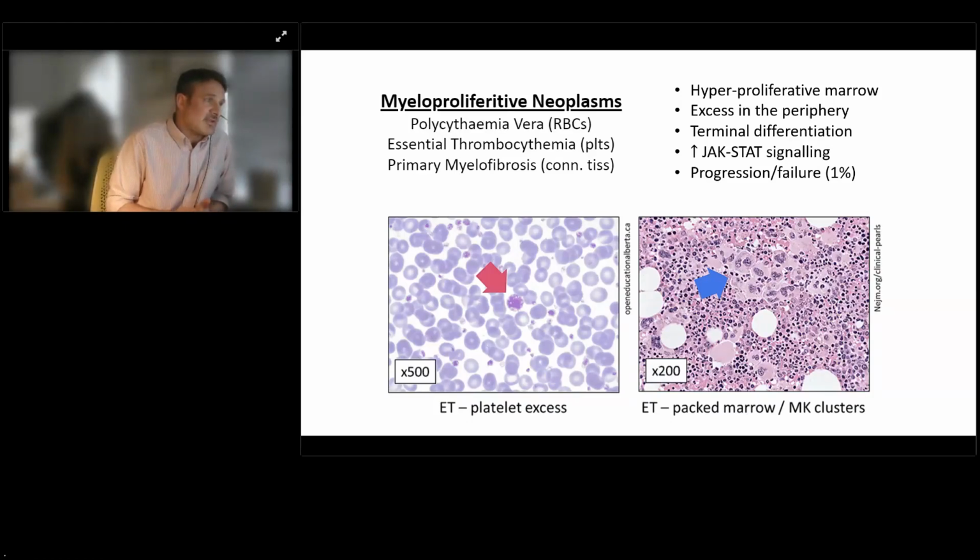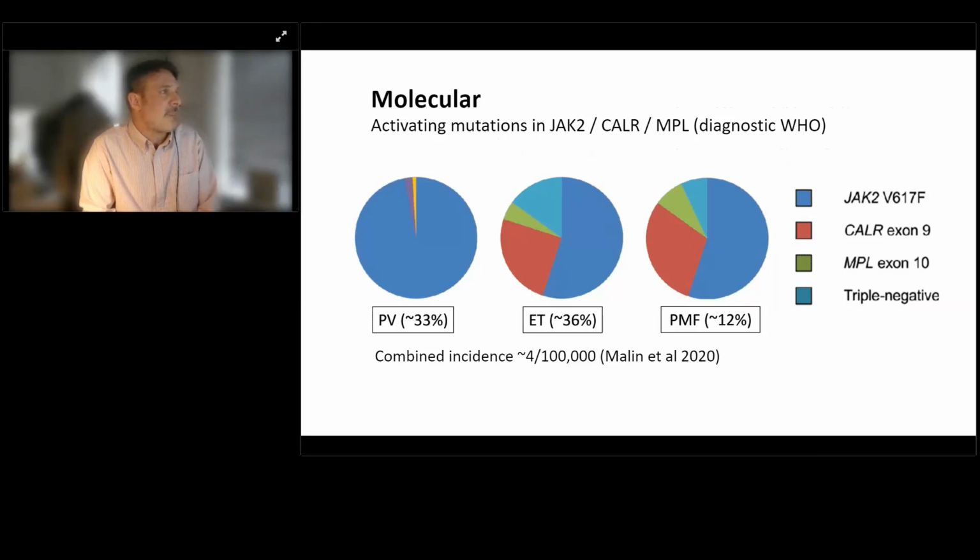So here we can see the excess of platelets in the peripheral blood in essential thrombocythemia. And on the right, this is a marrow, which is packed, and you can see some clusters of large cells there, which are the megakaryocytes that produce the excess of platelets.